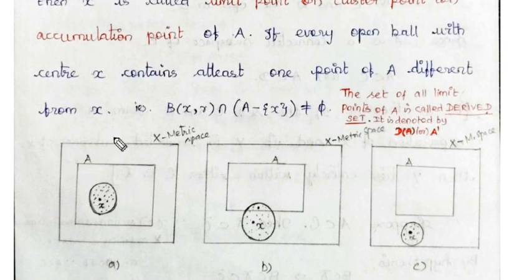Let X be a metric space, then A is a subset of X. So this is the subset A. See, this is the open ball, an open ball with center point x.